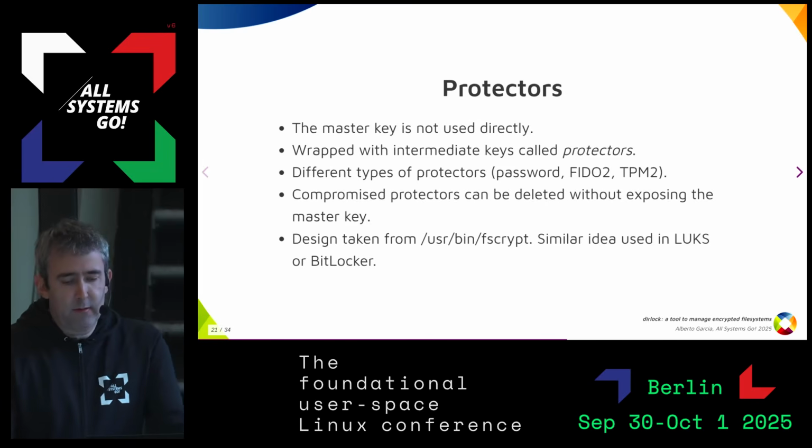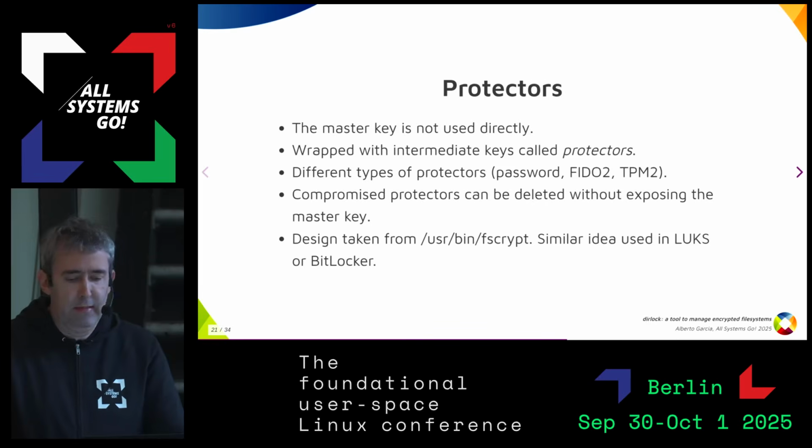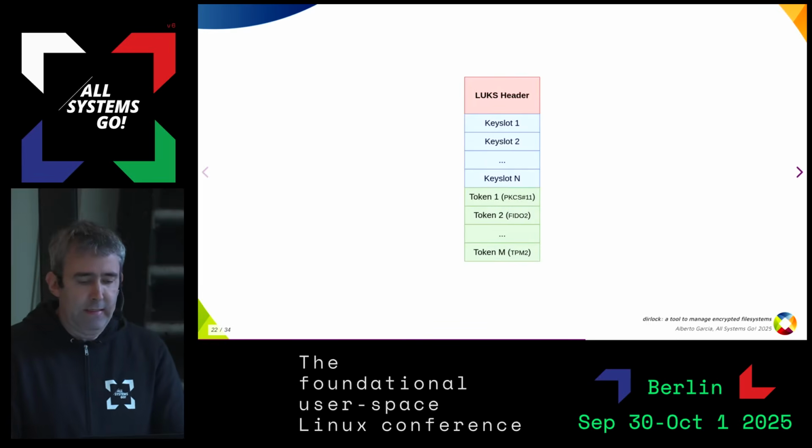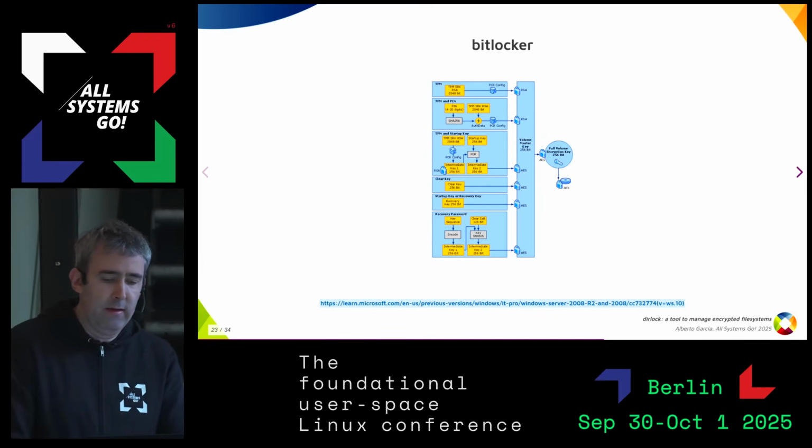We protect it with intermediate keys called protectors. We have different types of protectors depending on the method you use to unlock them: password, FIDO, and TPM at the moment. This offers flexibility, and it also allows that if a protector is compromised, you can get rid of it without exposing the master key. This is the basic design taken from the fscrypt command line tool, but the same idea has been used for decades. LUKS and BitLocker have the same thing. In LUKS, the header has several slots, and each one of them can be unlocked using a different mechanism. systemd has support for FIDO, PKCS#11, etc. BitLocker has the same idea. The implementation of course has some differences in the details, but the general idea is the same.